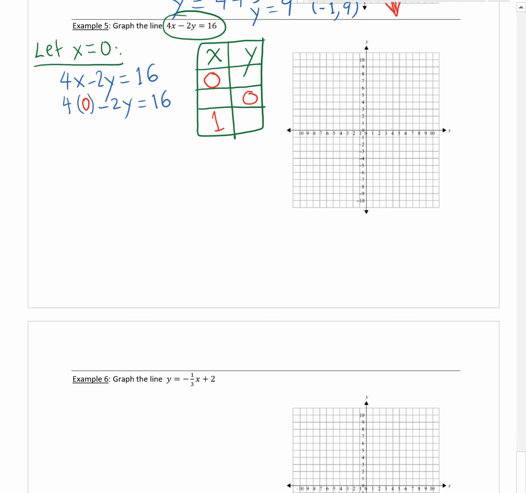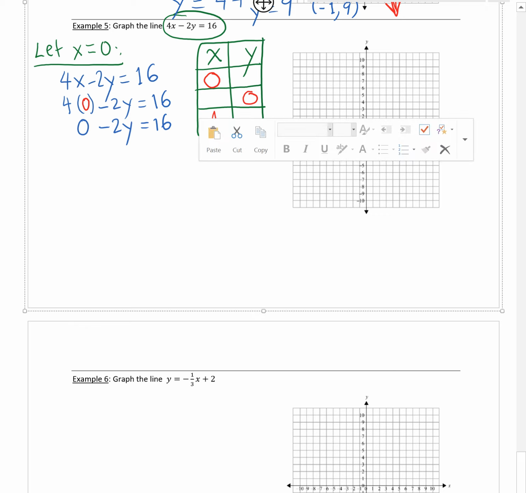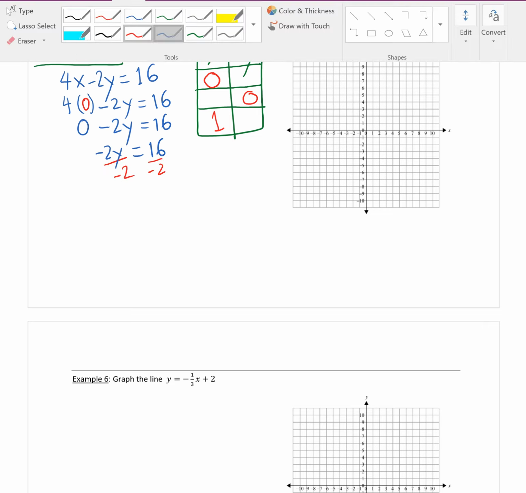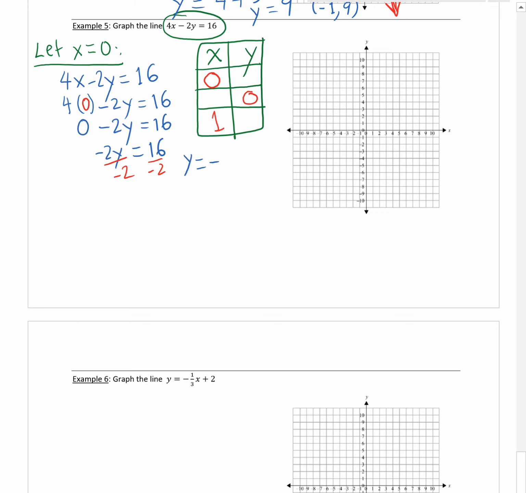4 times 0 is 0, minus 2y is 16. But 0 minus 2y is just negative 2y. 0 doesn't really need to be there, which is nice, so that's why I like to choose x equals 0 or y equals 0. Now I can solve for y pretty easily by dividing by negative 2. Not bad. So we've solved for y. y must be negative 8. Interesting. So that means the corresponding y value that goes with the x value of 0 is negative 8. So I'm going to just throw that in the table.